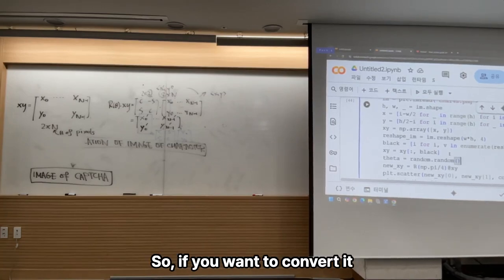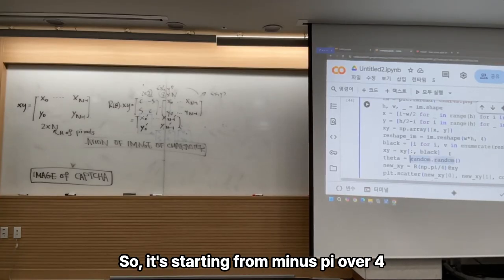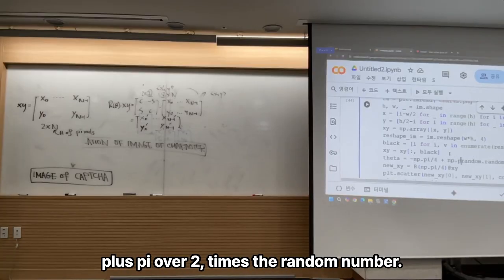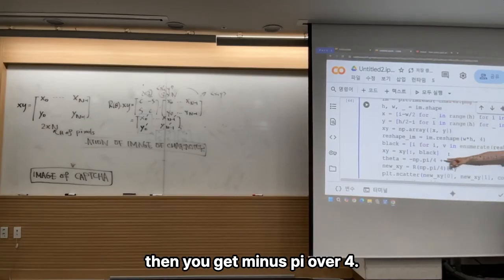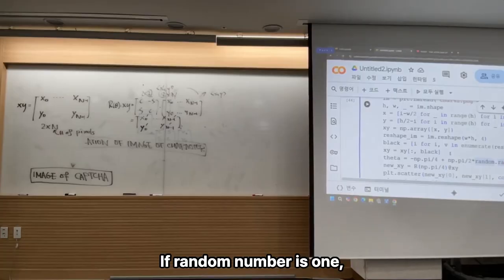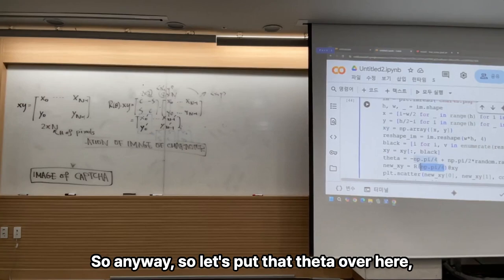So if you want to convert it to a random number from minus pi over 4 to pi over 4, then you have to scale it. So it's starting from minus pi over 4 plus pi over 2 times the random number. Then you can see if the random number is 0, you get minus pi over 4. If the random number is 1, you get pi over 4. So you get a random number between these two numbers. So anyway, let's put that theta over here.